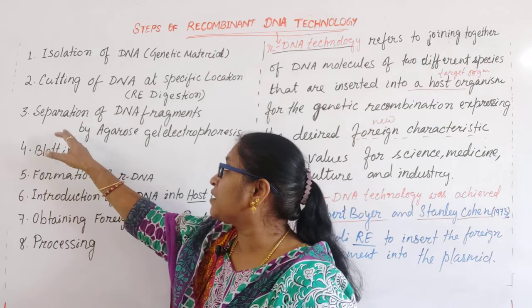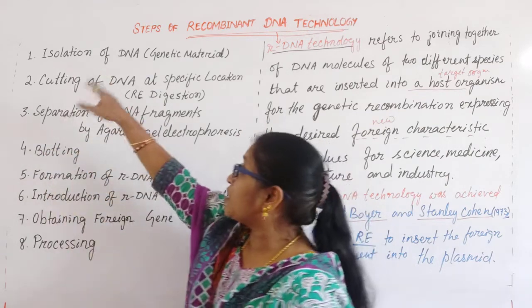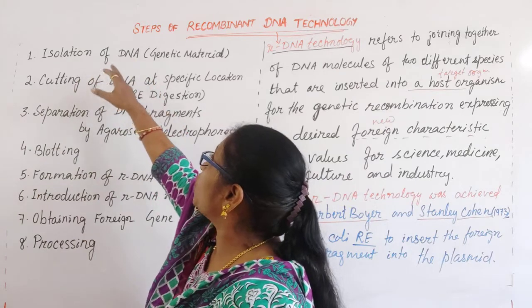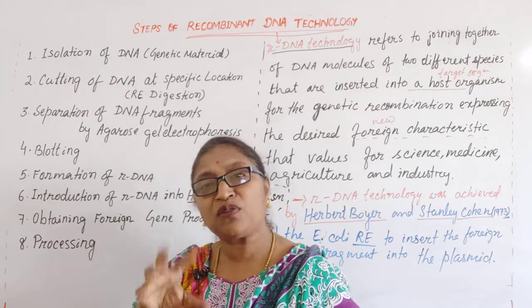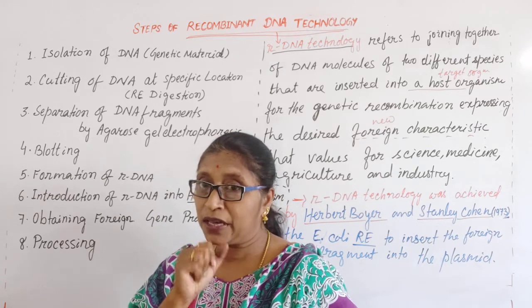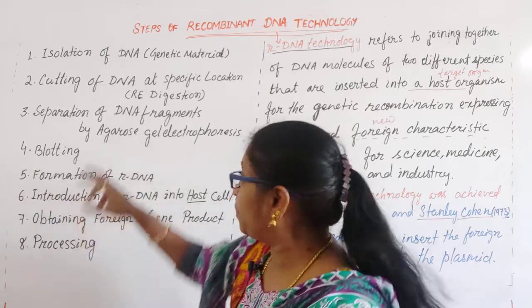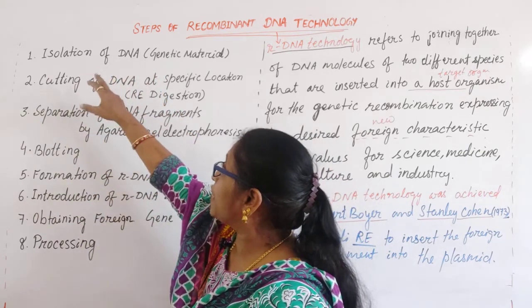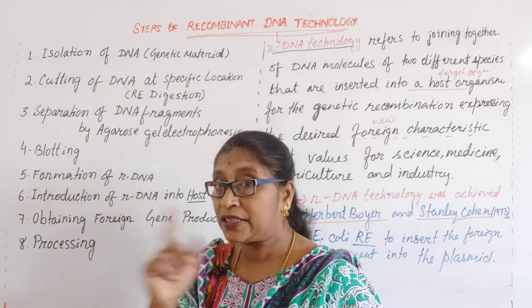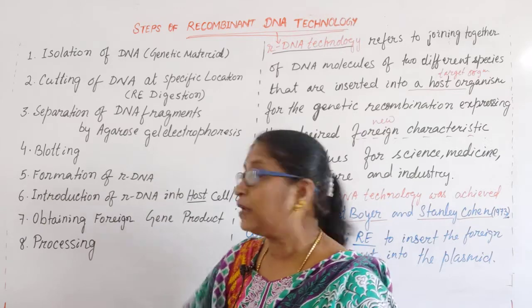Then the third step is separation of DNA fragments. Remember, somewhere it is written as isolation of DNA fragments. No, it is isolation of complete DNA or genetic material. Remember it. You can rectify it in the PDF given to you. By mistake it is written over there, a typing error, that isolation of DNA, not the DNA segment. It is not cleaved yet, so how will the segment come?